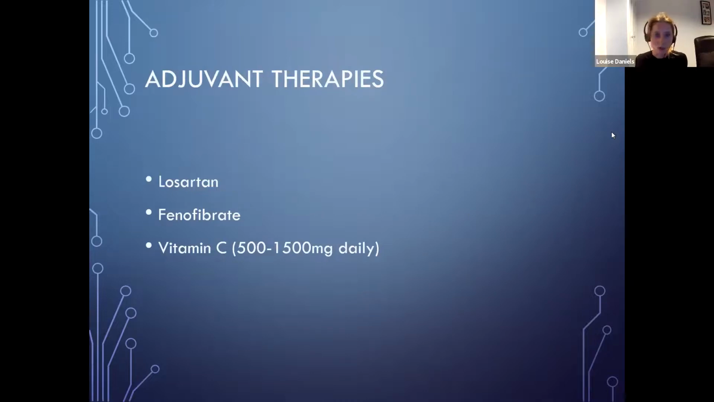So I just thought I'd mention adjuvant therapies. These are by no means sufficient to treat gout, but if you are looking to treat hypertension in your patient who suffers from gout, you may wish to consider using losartan, and similarly for elevated lipids, you may wish to consider fenofibrate because they do have mild uricosuric activity, so they can slightly reduce the uric acid levels, but not enough to be the primary treatment for gout. And similarly, consider the addition of vitamin C between 500 and 1500 milligrams daily.